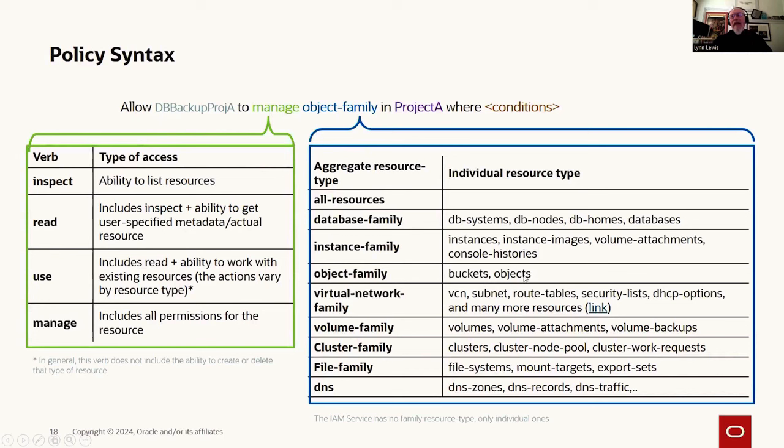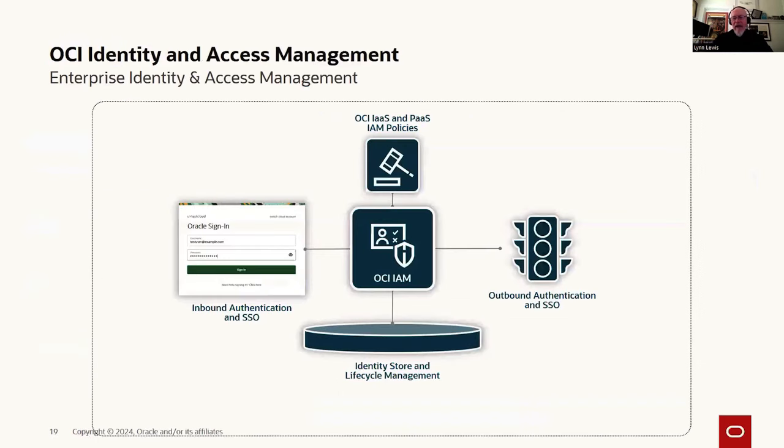So you could manage just the objects in the object family. So we manage objects in a project, which is a container, not container, excuse me, a compartment, where certain conditions exist. So you can have very tightly wound, specific permissions. And that's the recommendation, right? You want to keep folks from doing stuff by accident.